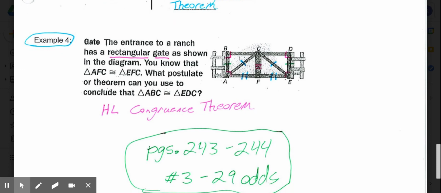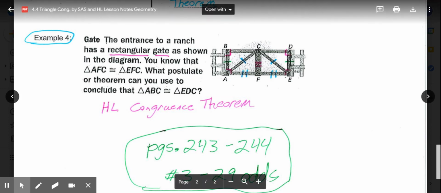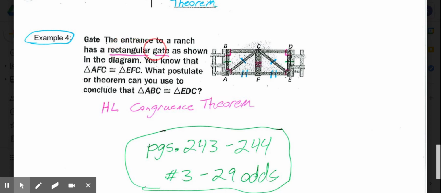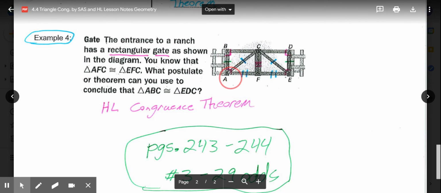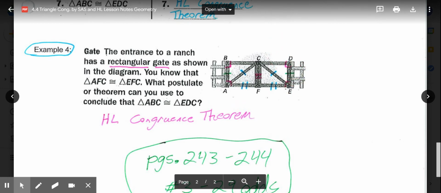And now our last example. Looking at this gate, that's kind of a word scenario, kind of a visual scenario. They want us to state what postulate or theorem could be used to conclude triangle ABC in this image is congruent to EDC. So all my explanation is actually done by marking what I know in the gate picture. So first off, entrance to a ranch has a rectangular gate. Key term there. Rectangular gate tells me my four corners are right angles. So angle B, A, E, and D, all right angles.